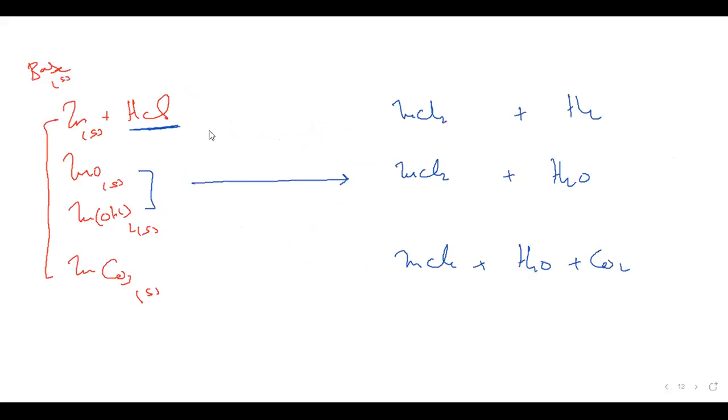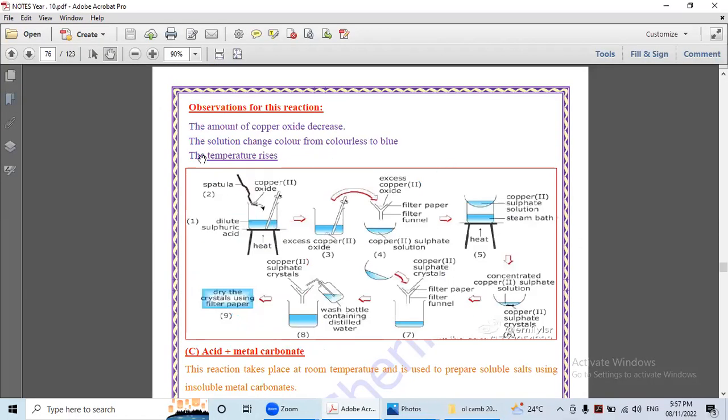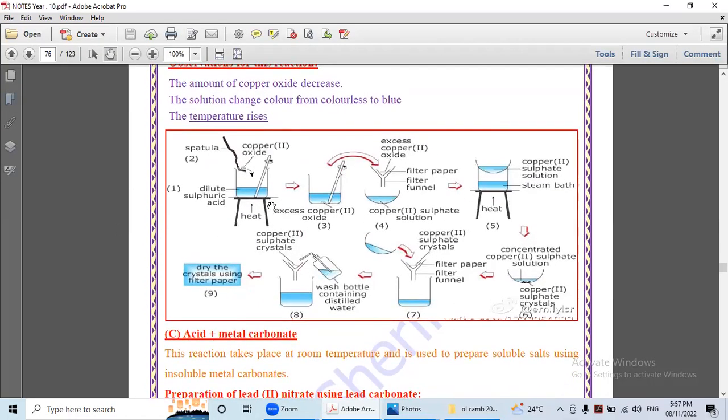How can we make it? For the first method, for example, if we have zinc oxide or copper oxide reacting with sulfuric acid, at the beginning, we must heat the acid. Why are we heating the acid? To speed up the reaction. And then by using a spatula, we transfer the copper oxide, then stir with a glass rod. Why didn't we stir with a spatula? Not to react. Add until excess.